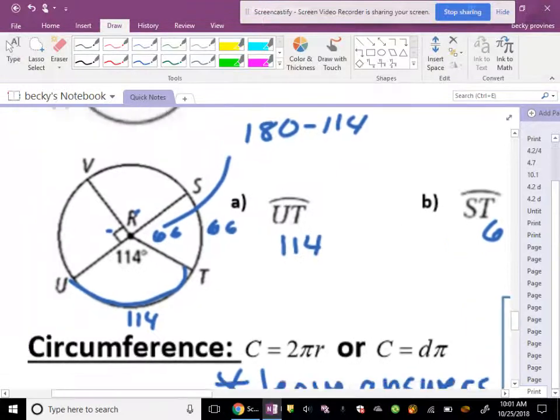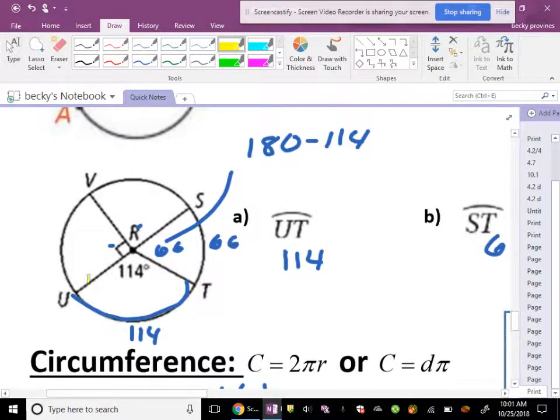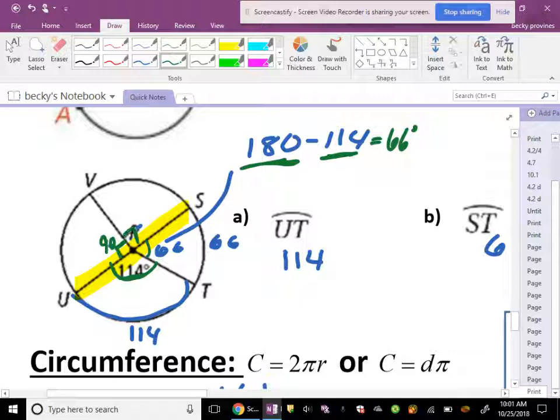So on this picture, how am I getting some of these numbers? Now, we know what a semicircle is. Let's take that 180 right here and subtract away this 114. When I do that, I get 66. So this angle is 66. Now, this little box, I know that means 90, which means this angle here has to also be 90.